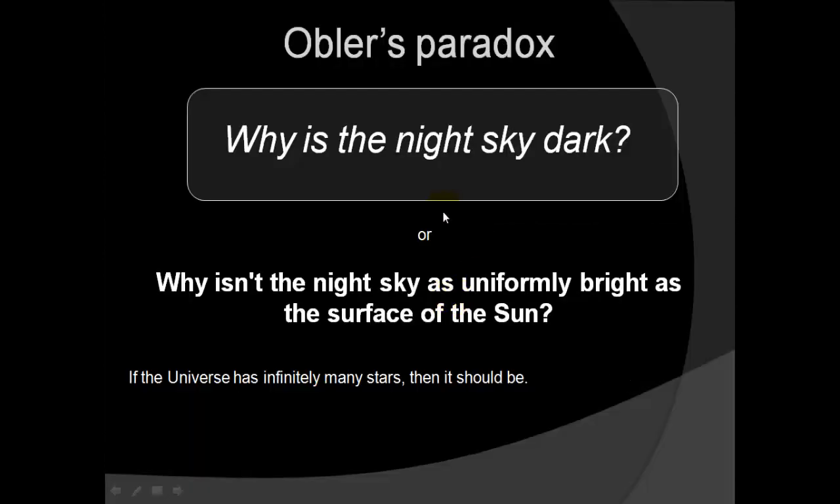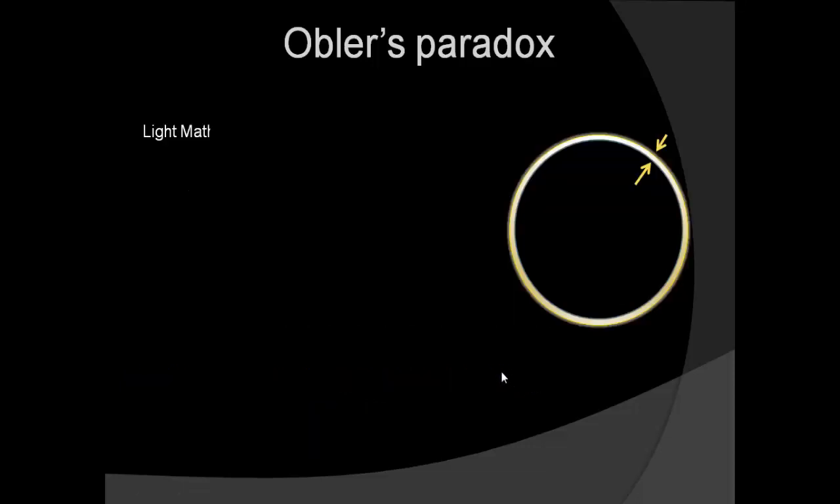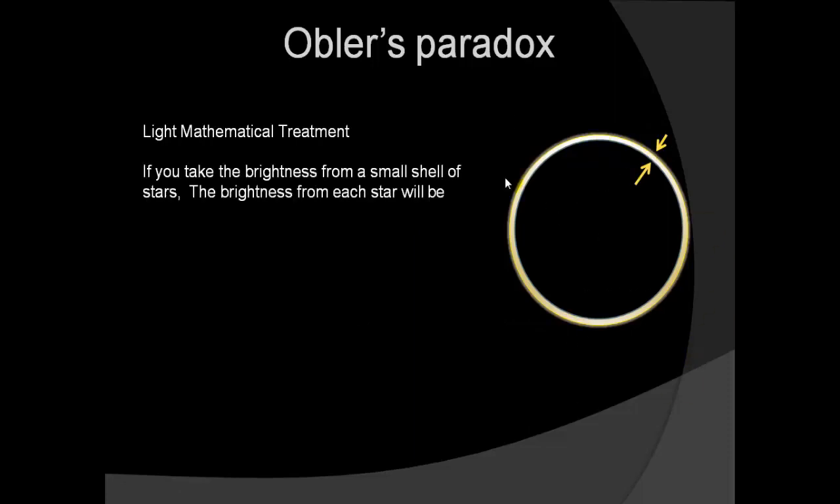So why is the night sky dark? Well, if Newton's idea is right, then it would be bright, but it's not, it's dark. So if the universe had an infinite number of stars, then it should be bright. This is a tighter mathematical treatment. If we take a shell of space, we take all the stars from within this shell. The brightness from the stars will be the luminosity of that shell divided by 4 pi d squared, where d is the distance from us to this shell.